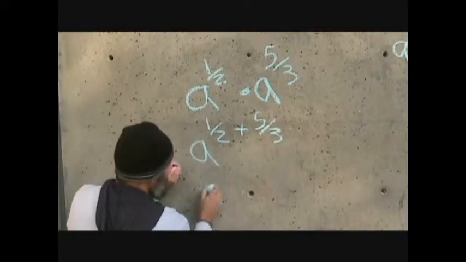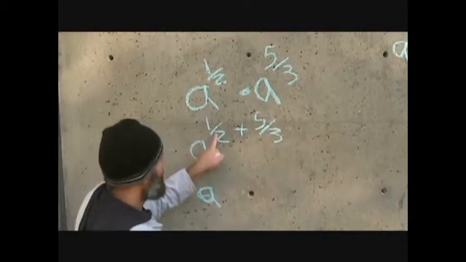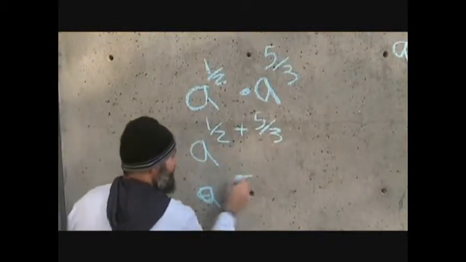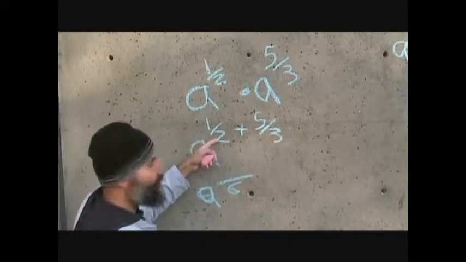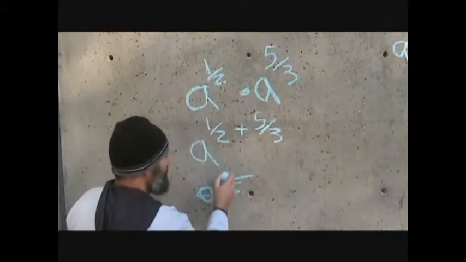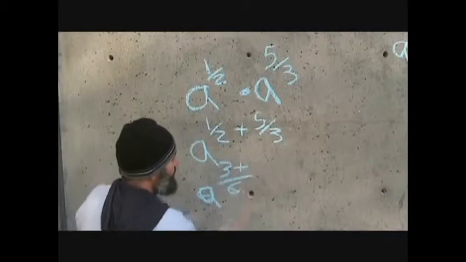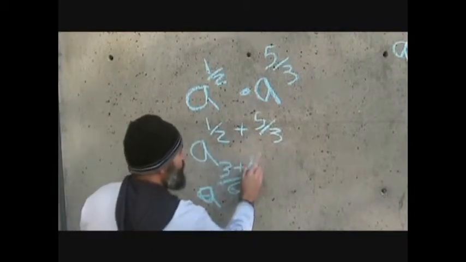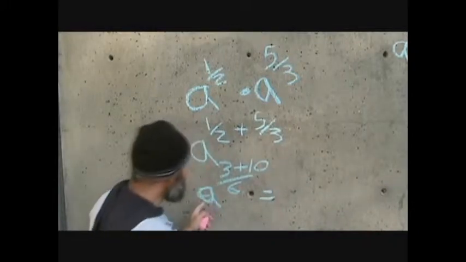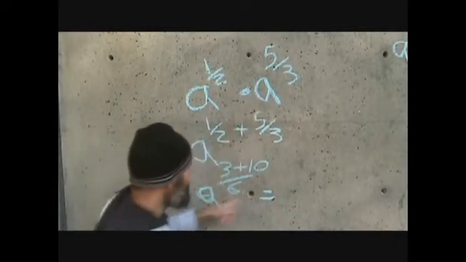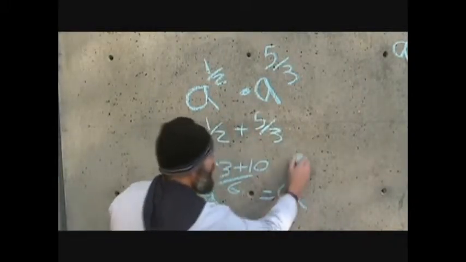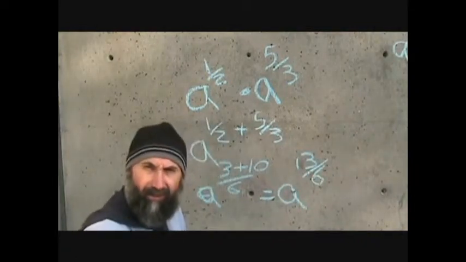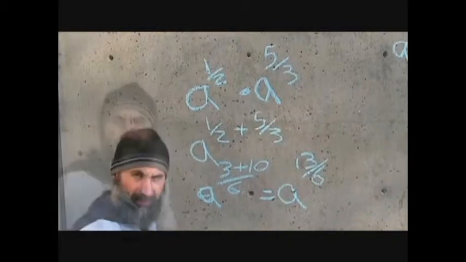And the way you add these is, you've got to find a common denominator. The common denominator between 2 and 3 is 6. You multiply this by 3, so it becomes 3 plus, and you multiply that by 2, 3 by 2 gives us 6, so it becomes 10. So this thing multiplied together is going to be a to the power of 13 over 6. All you do is add the exponents.